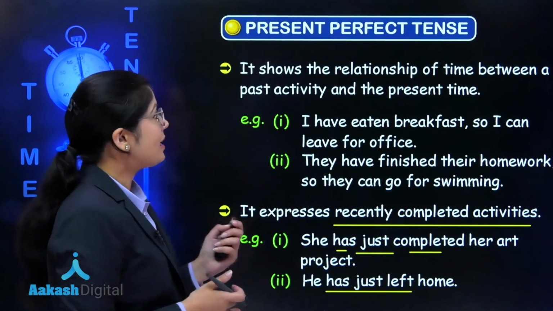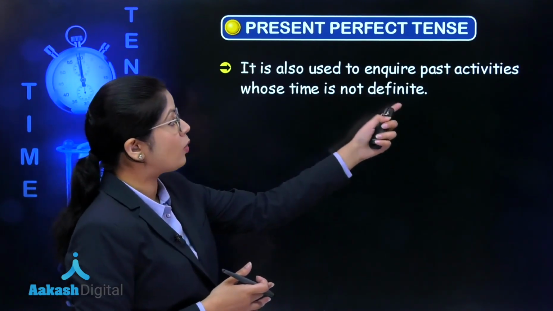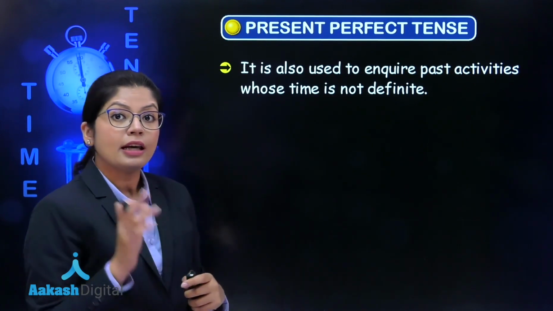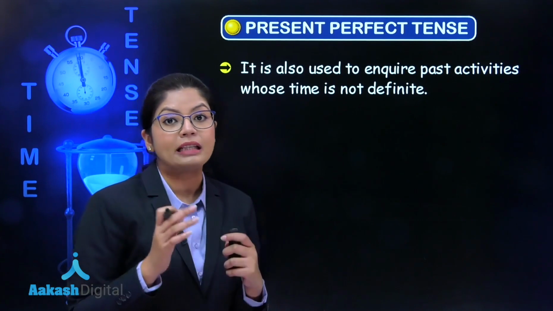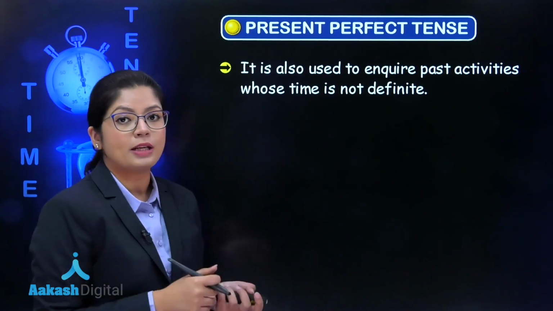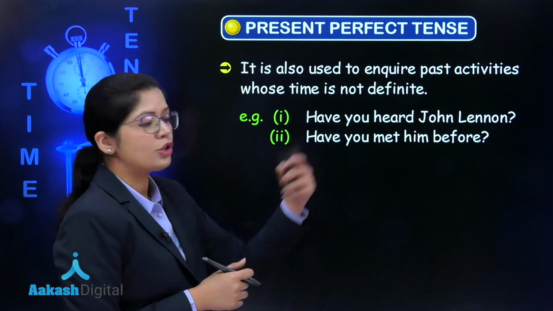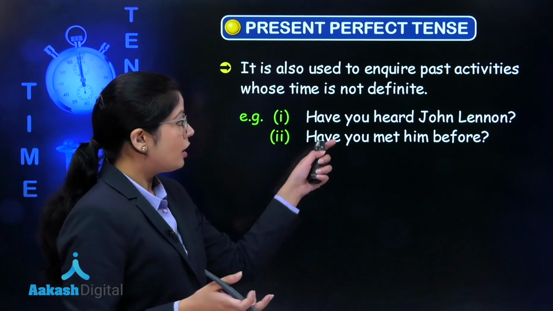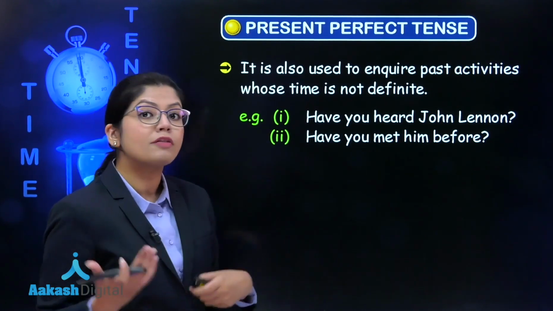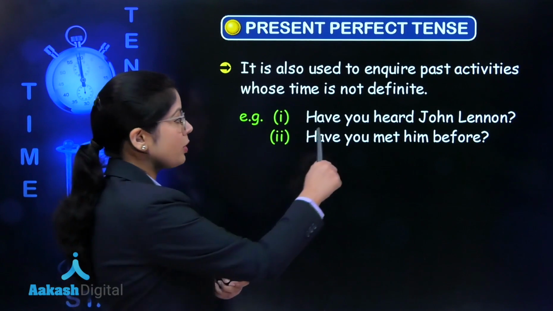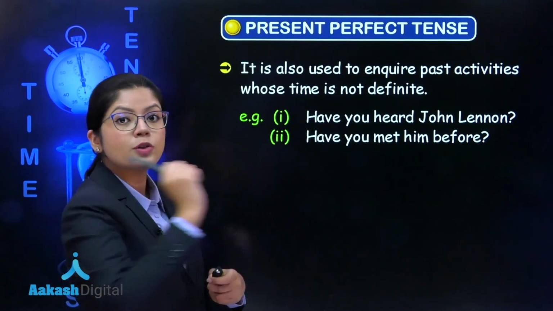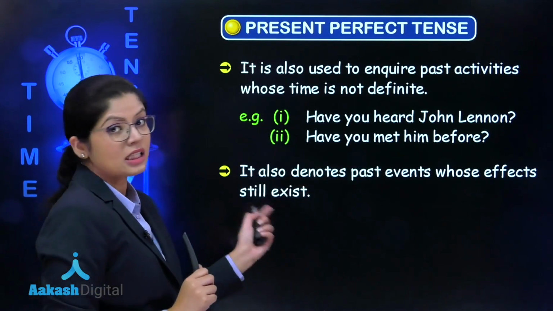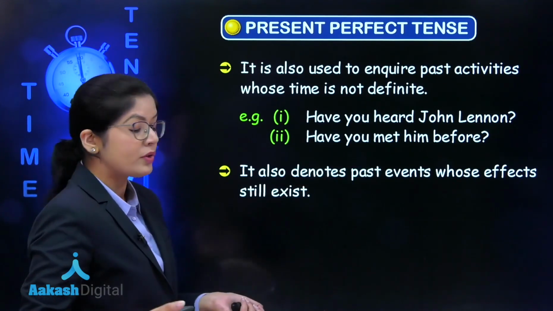Next, it is also used to inquire about past activities whose time is not definite. If there is no specific mention of the time of action, we can use present perfect. For example, have you heard John Lennon? I'm not mentioning which time frame I'm asking about. Have you met him before? Again, no specific mention of time, but both times we use which form of the verb? We use present perfect.